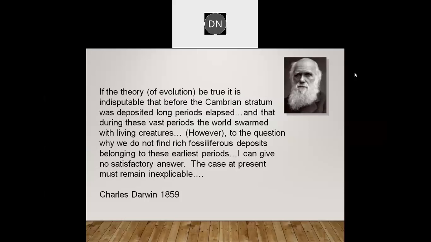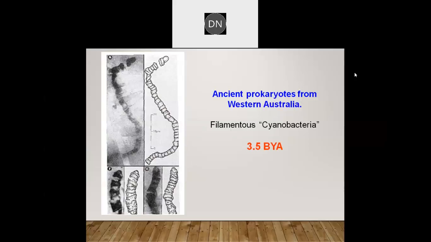If the theory of evolution be true, it is indisputable that before the Cambrian stratum was deposited, a long period elapsed, and that during this vast period the world swarmed with living creatures. However, to the question why we do not find rich fossiliferous deposits belonging to this earliest period, I can give no satisfactory answer. The case at present must remain inexplicable. Next, madam.